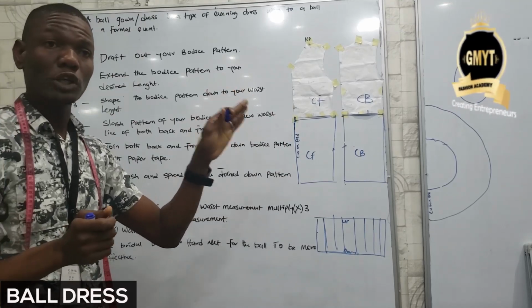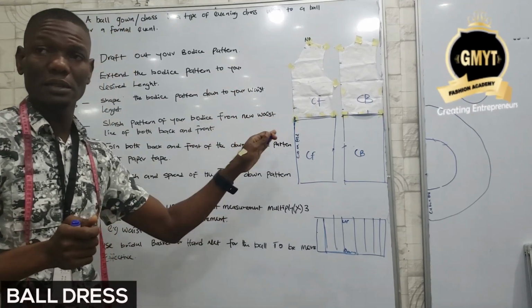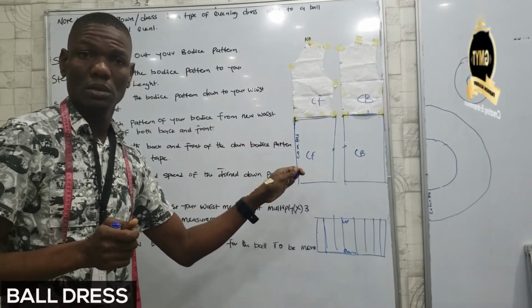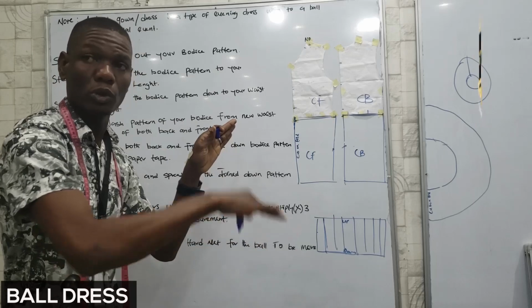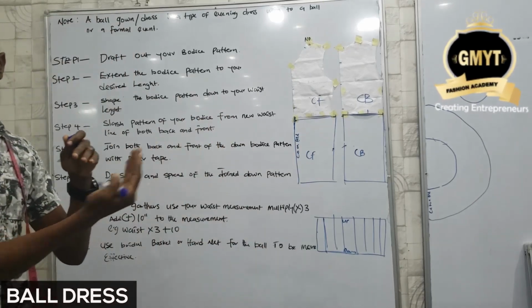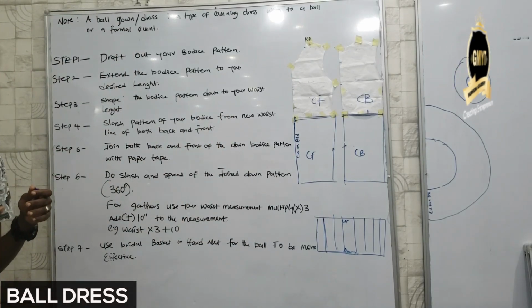But take note, make sure your hard net is not as long as the down part of your ball dress. So you can be seeing only the ball dress, this is the fabric, but not the hard net. The hard net is inside. You can also double the hard net to make it look more effective.